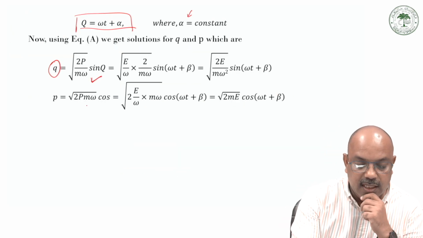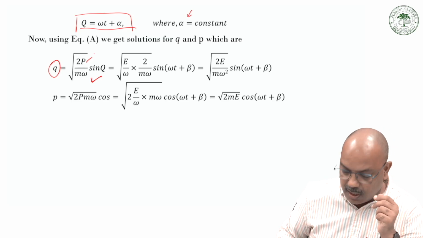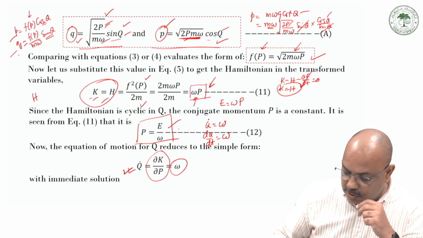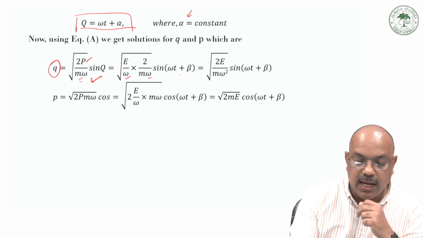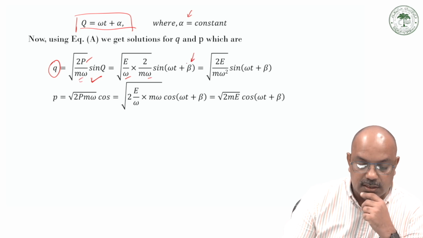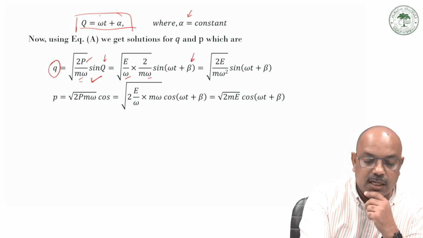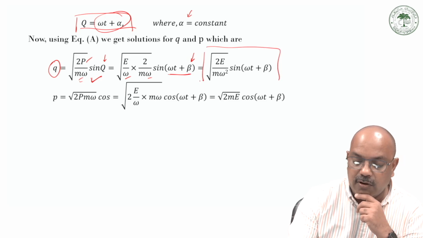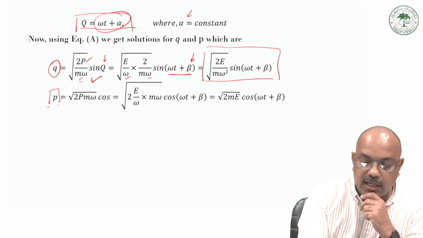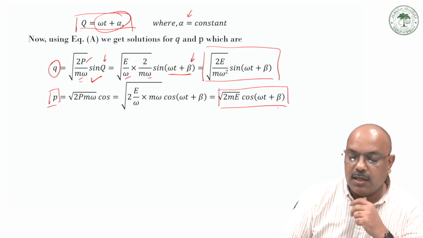Now I know what P is. P is E by omega. So I can put this E by omega here, and because this Q is omega t plus alpha, I can put it here. So I have the final form of the transformation Q and the final form of the transformation P.